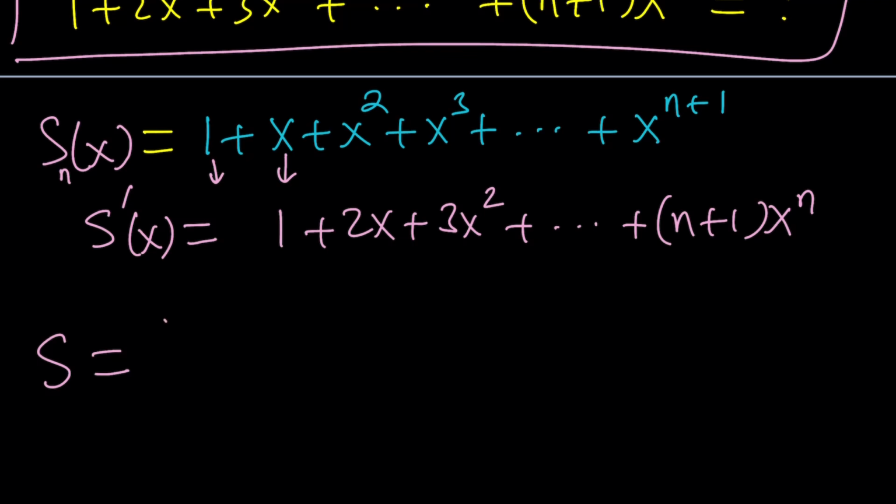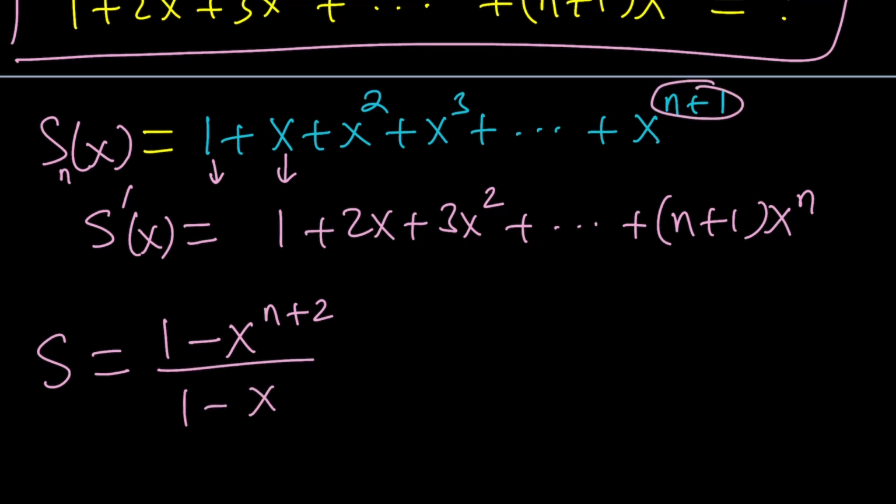So we have a formula: 1 minus x to the power n plus 2, increase the highest power by 1, and divide by 1 minus x. Easy, right? Something you should memorize. Now, I got to differentiate it. So how do I differentiate it? Using the quotient rule. Let's do it.